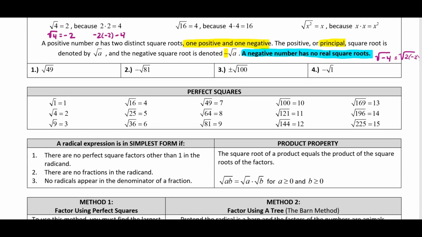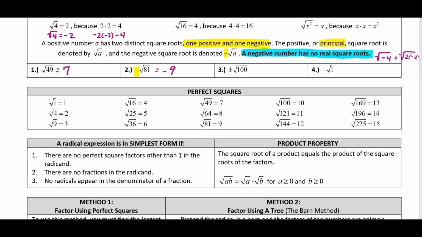Okay, so down here on number 1, it says the square root of 49. Because it's understood to be positive, that means that we are just wanting the positive root, and the square root of 49 is 7, because 7 times 7 is 49. Now on number 2, we have this negative out front, which means we want the negative root. So this is going to be the square root of 81 is 9, and they want the negative root, so negative 9.